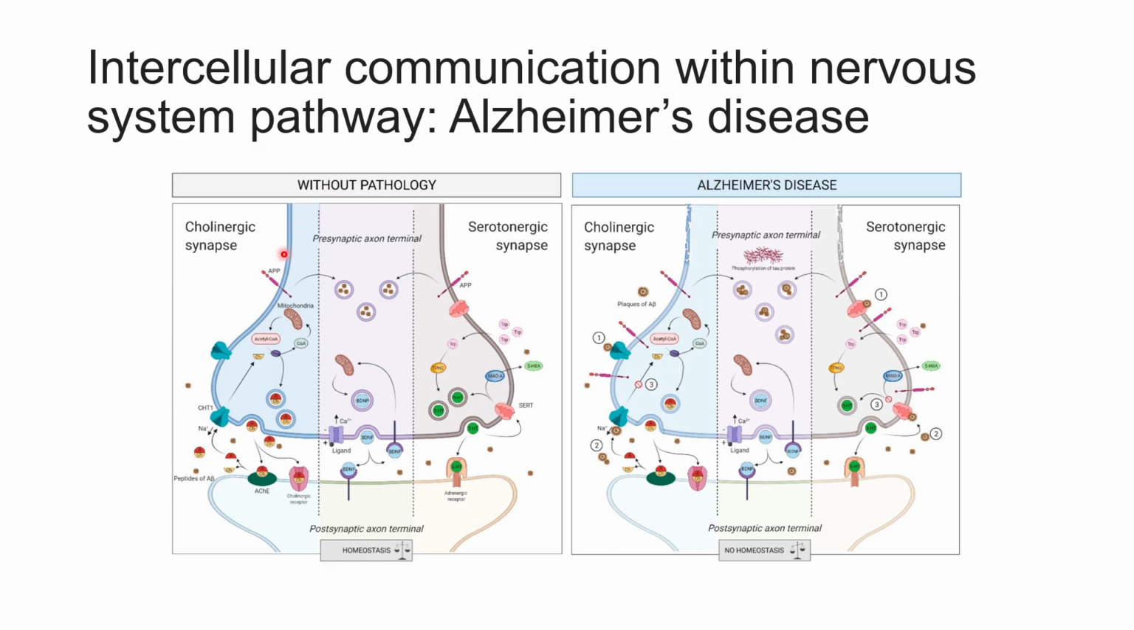Without any kind of disease, that is without any pathology, there is a continuous exchange of signals between the presynaptic axon terminal and the postsynaptic axon terminal, as shown by the arrows here. The signal from this one goes in via this receptor into this one, and the signal from the presynaptic axon terminal will go into the postsynaptic axon terminal.